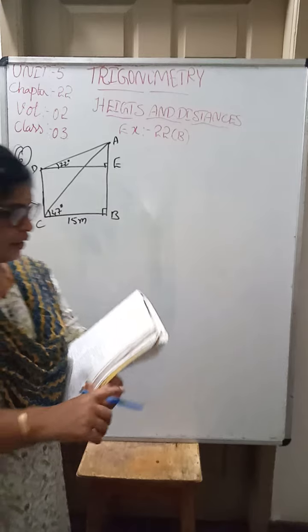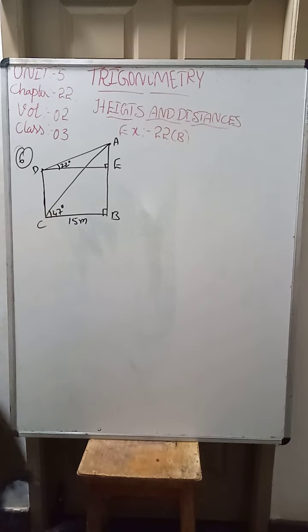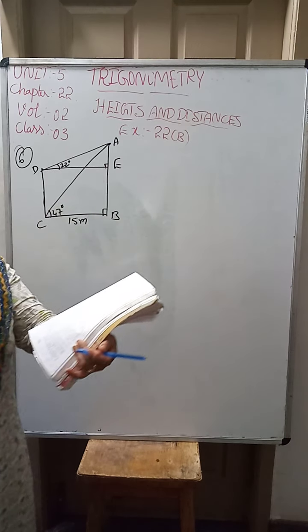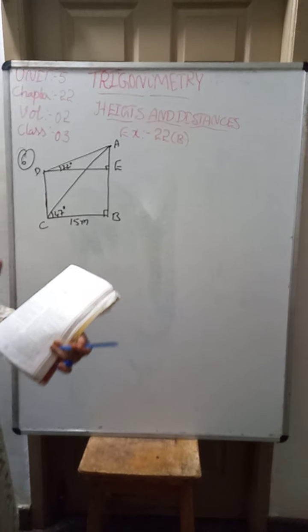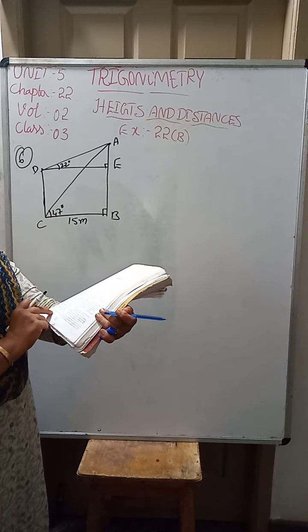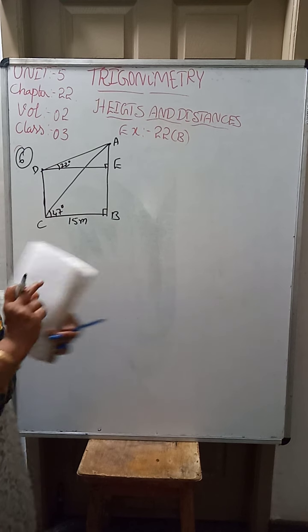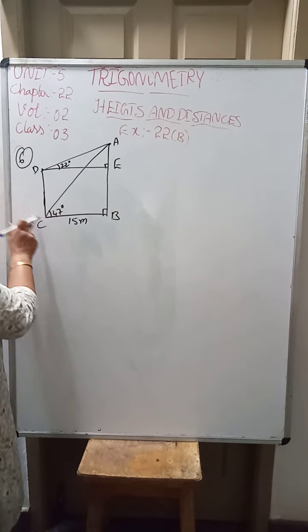Children, now we are with the sixth problem. The sixth problem says that the figure is given by them in the textbook itself. I have written it on the board. From the figure given below, calculate the length of CD. The length of CD means this.